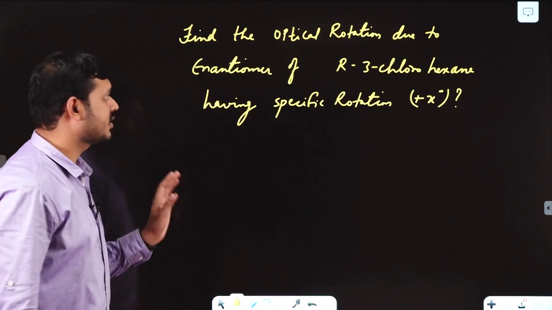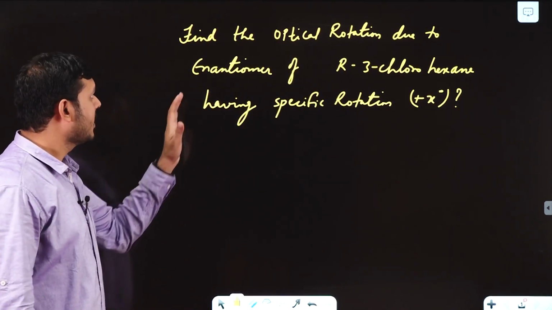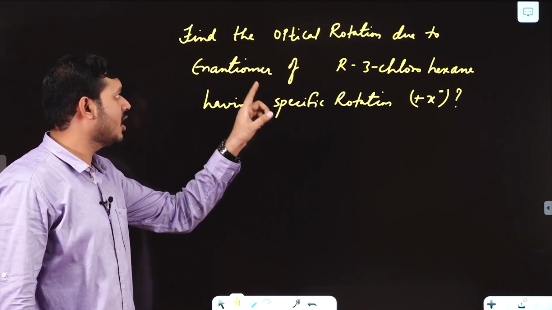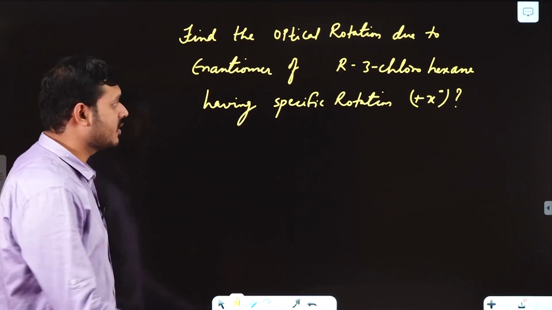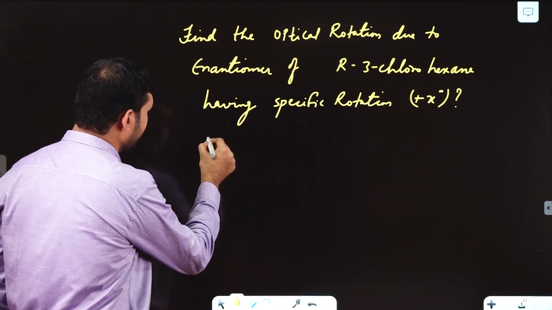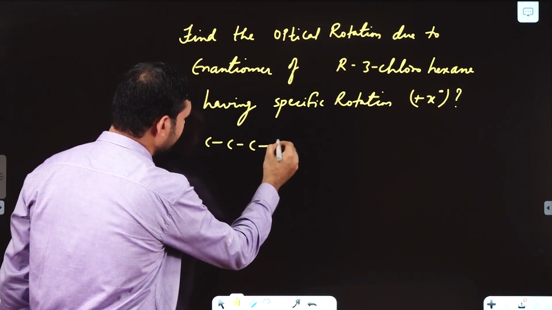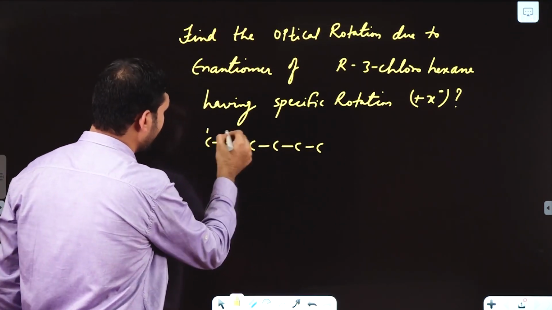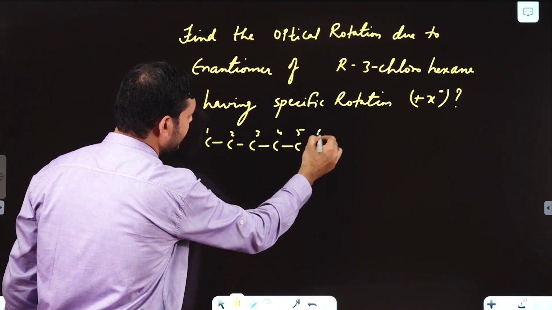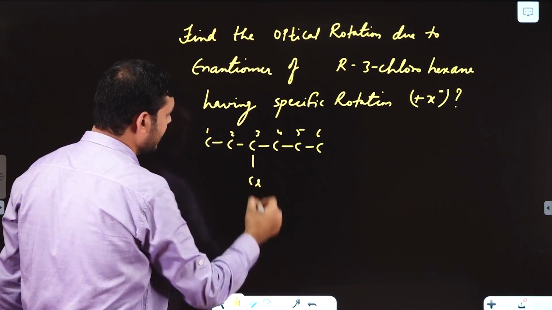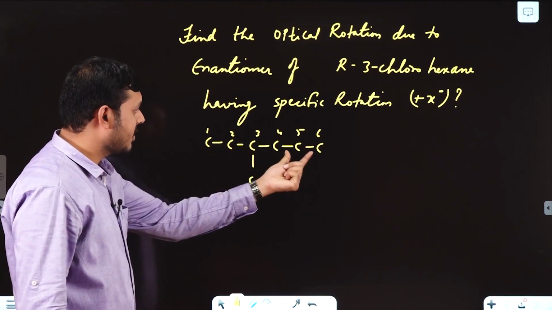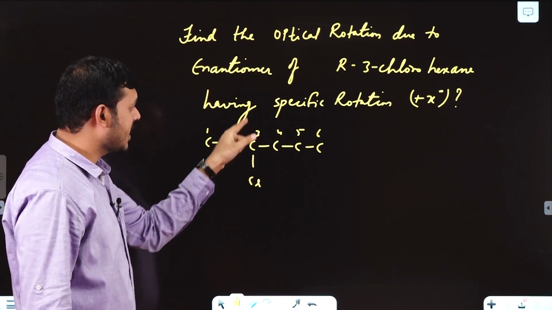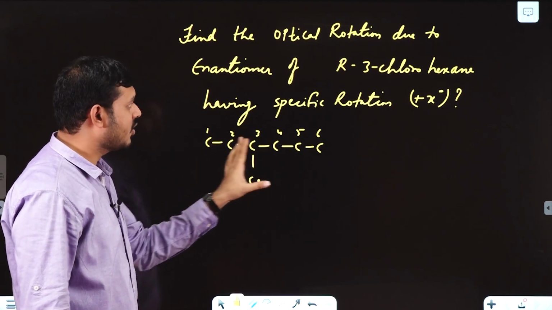Okay. So students, let's see. If you are asked to find the optical rotation due to the enantiomer of R-3-chlorohexane, first of all, let's make 3-chlorohexane. See, 1, 2, 3, 4, 5, 6. Now the third position is having chloro. So you can see here this part is having ethyl, this part is having propyl, this is having chlorine, and this is having hydrogen. Okay, so this is 3-chlorohexane.